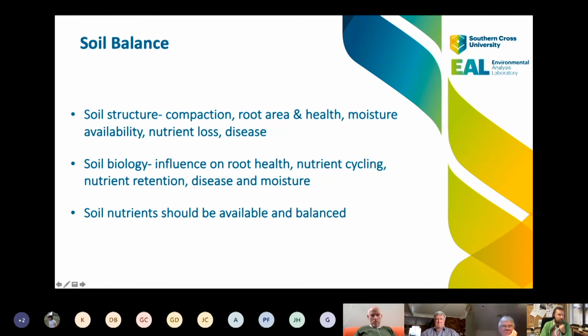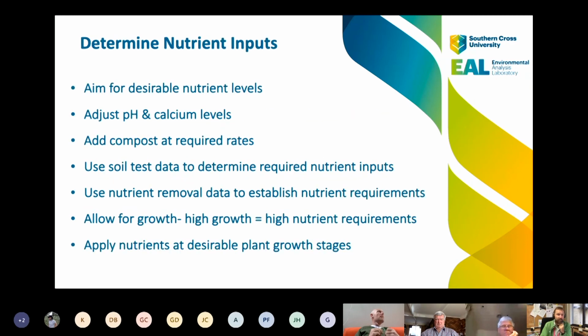Soil nutrients should be available and balanced. So you want to have a proportion available. You don't want all your nutrients soluble and exchangeable. You want a balance in the soil. If it's really high soluble, which I mentioned in the first part of that table, if that's too high, that means you're just going to lose it in the next rainfall. So you don't want that overly high, you don't want it overly low. So it's all about balance.